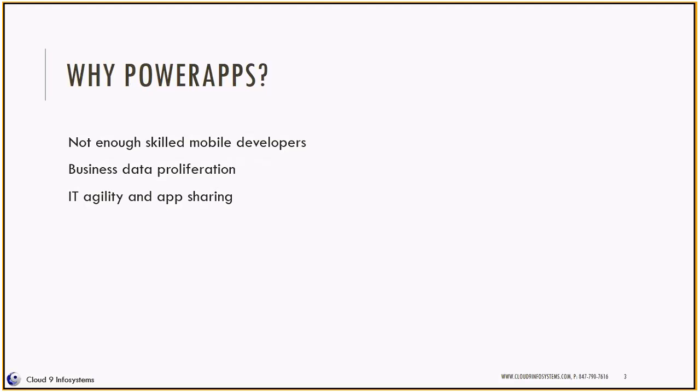And the third is IT agility and app sharing. We all use mobile, so we all know that app distribution typically happens through app stores. We have Apple's App Store, we have the Microsoft Store, we have the Google Play Store. There is an inherent friction in getting these apps from development to the hands of each and every employee.